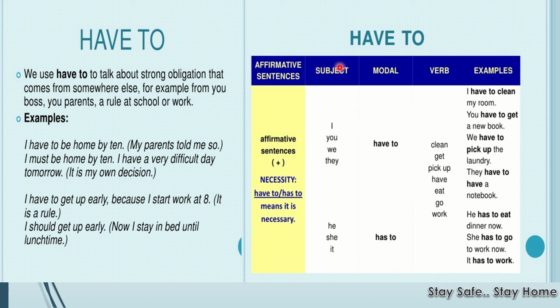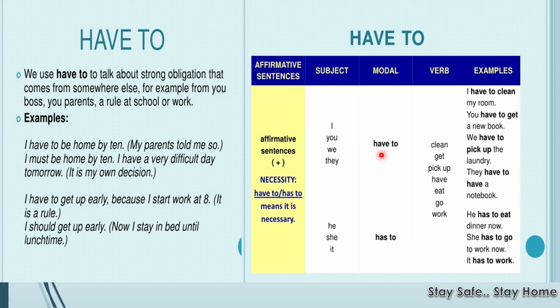Okay? First, you start your sentence with a subject, as you can see. Either you start it with one of those seven pronouns, as we say always, or you choose a noun. Noun is a name of a thing, a person, or a place. Then after the subject, you add the modal which is have to or has to.